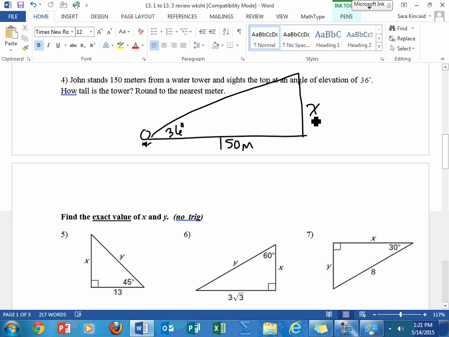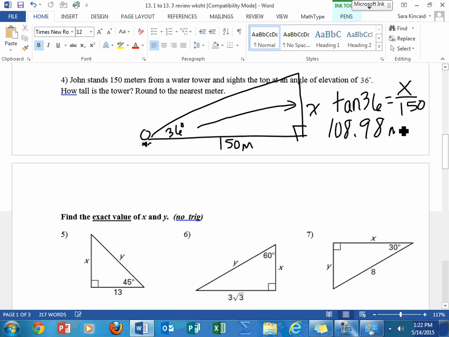So basically this is another trig problem here. We're trying to find opposite. We have adjacent, so we'll set up tangent. Tangent 36 equals x over 150. And if you go ahead and do those calculations, you should get 108.98, and that would be meters.